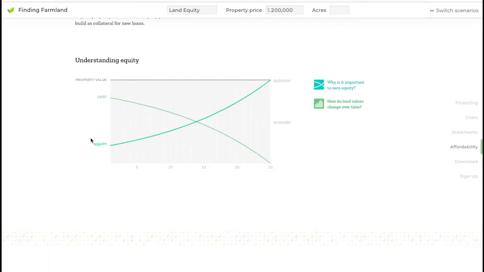And that's because in the early years of a loan, you'll actually have a higher percentage of your loan payment as interest and a lower percentage going to principal. So as you pay back the loan, you're actually paying back more principal with each payment. And that's why this line curves up.